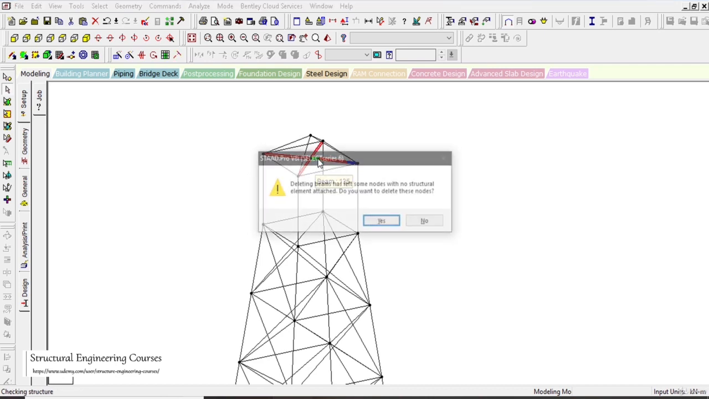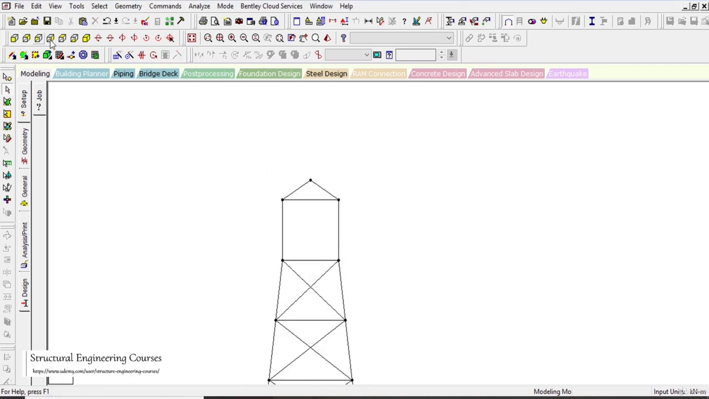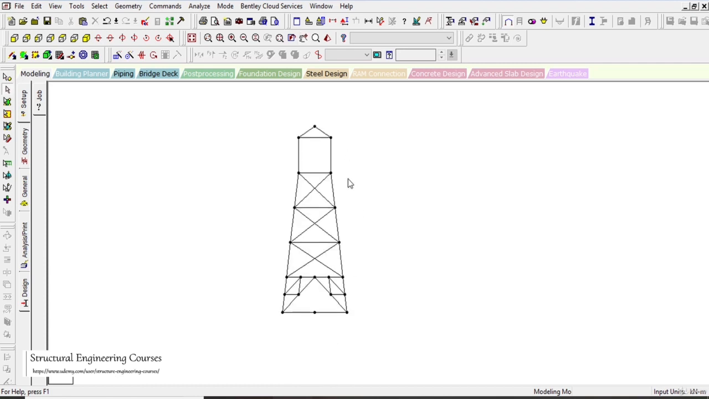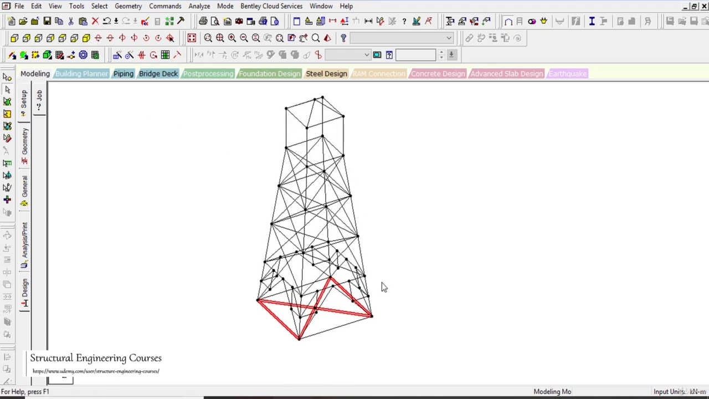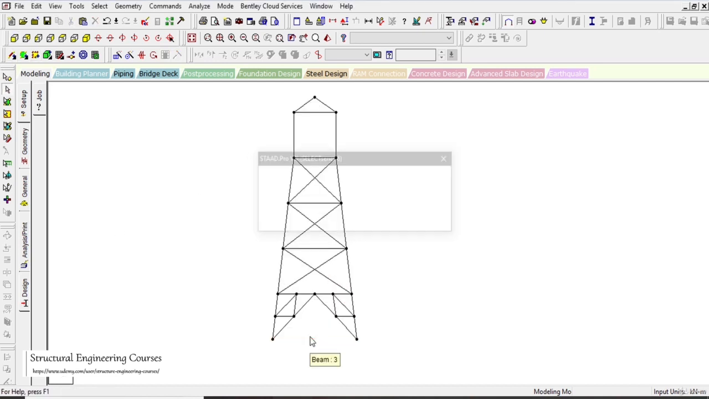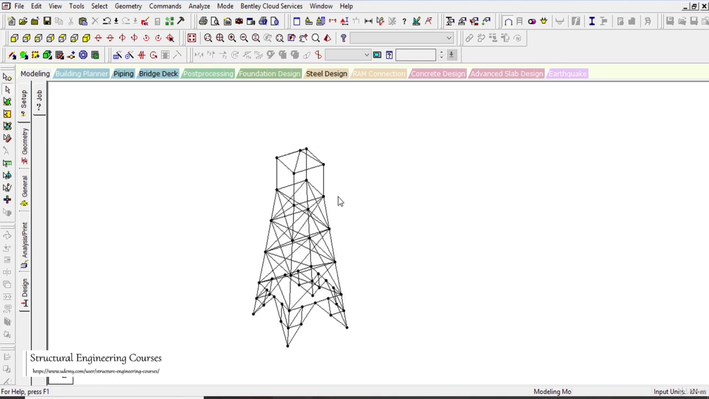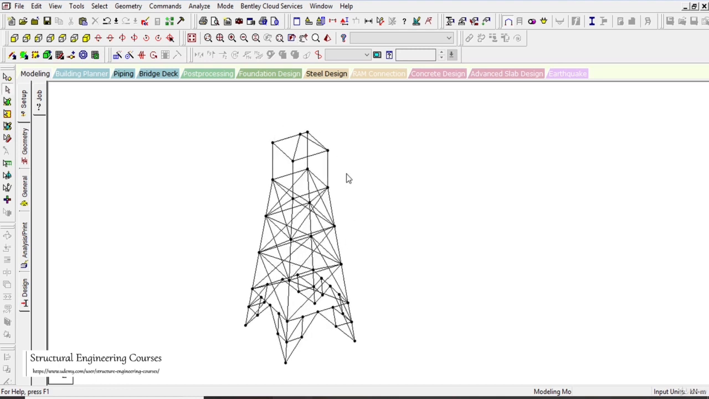So I hope things are now clear to you how we can draw this type of watchtower arrangement. We can select the beams at the bottom most point also. So now we have drawn a simple watchtower here.